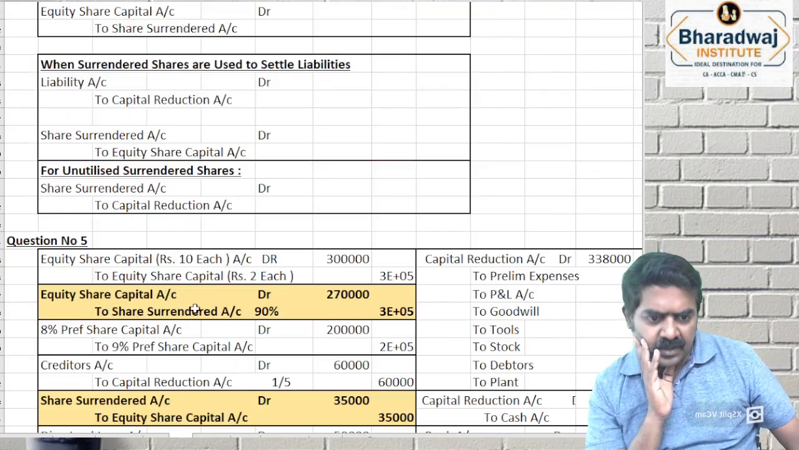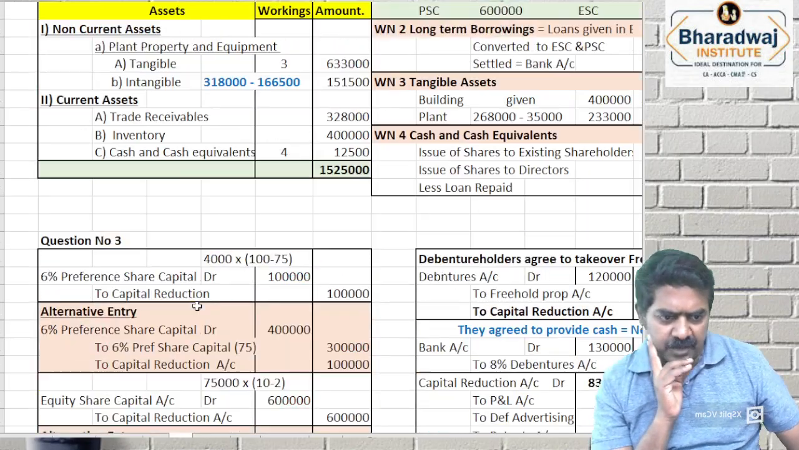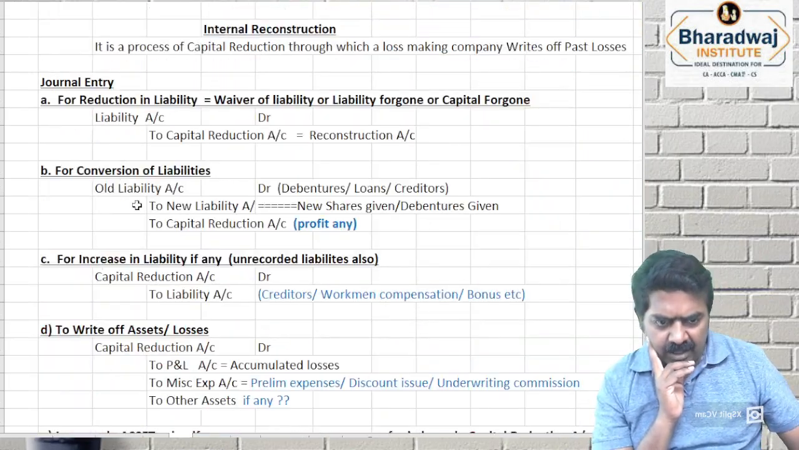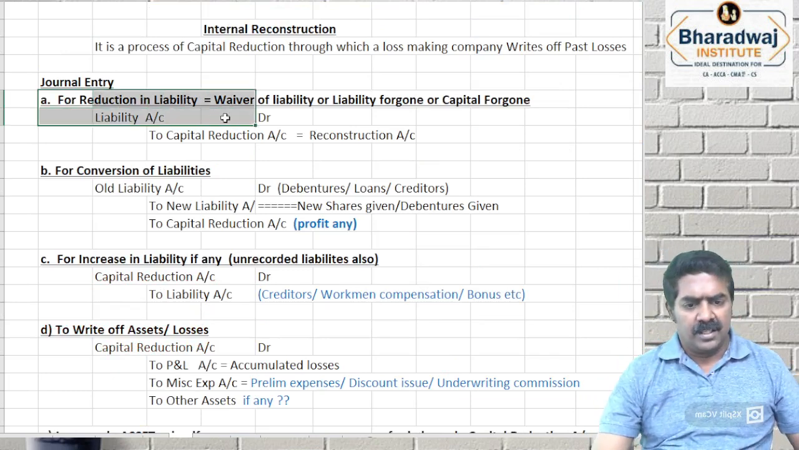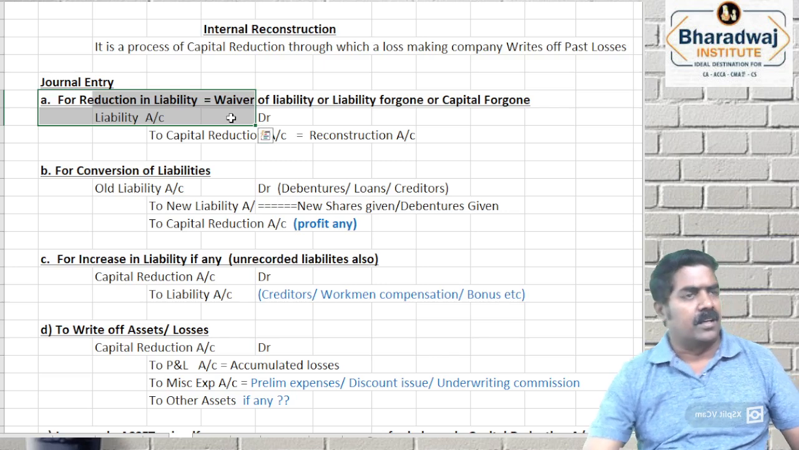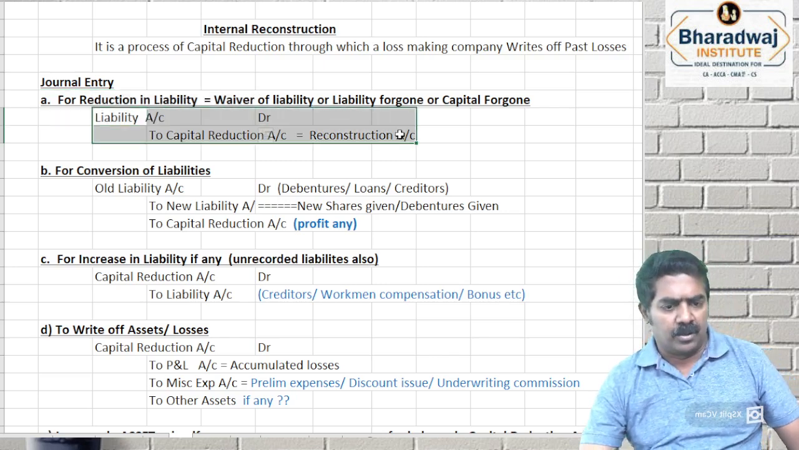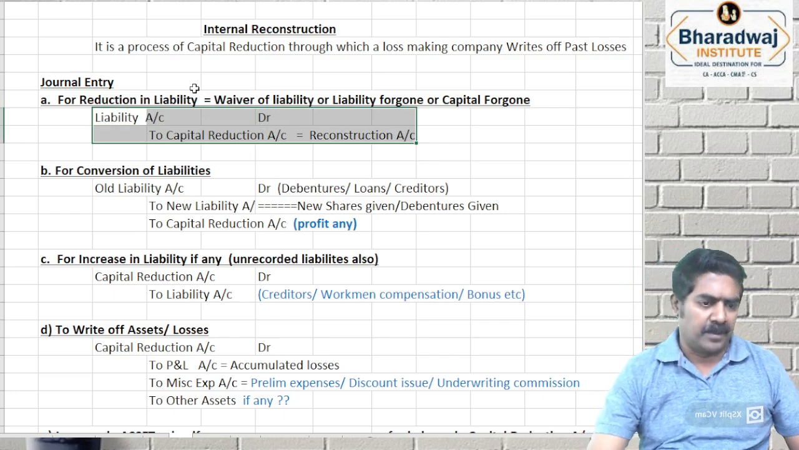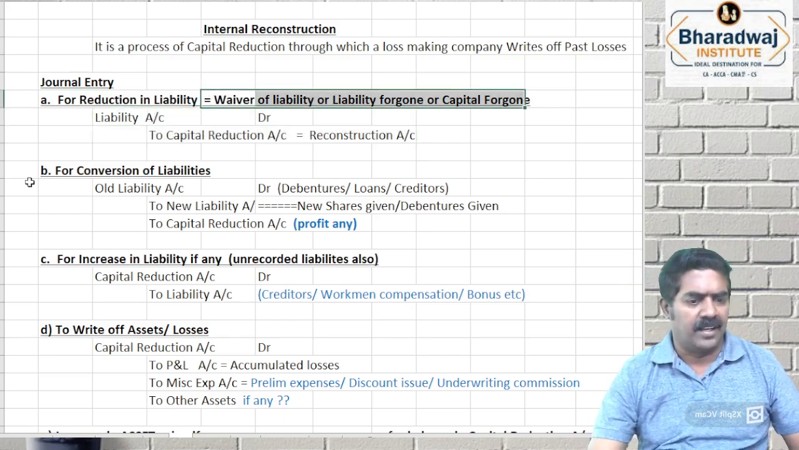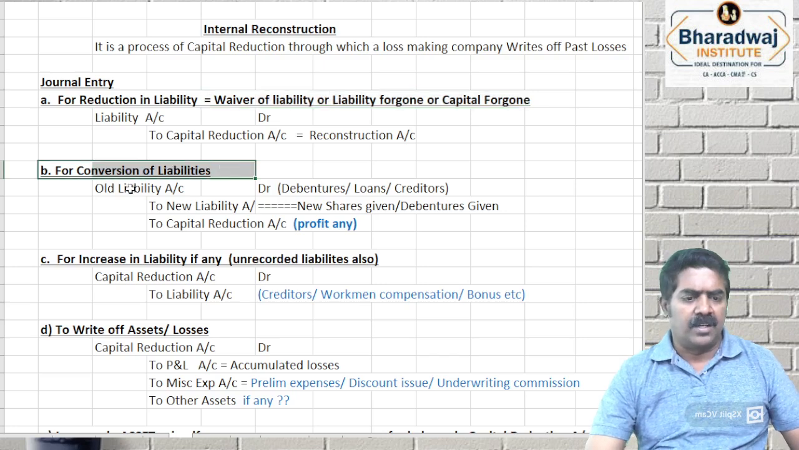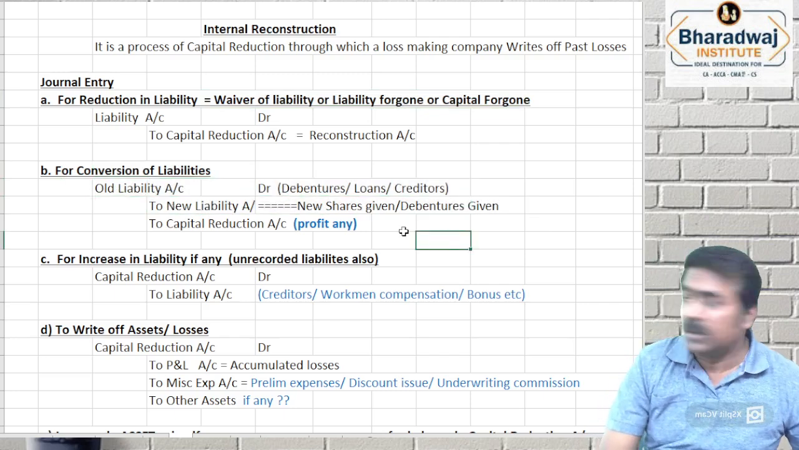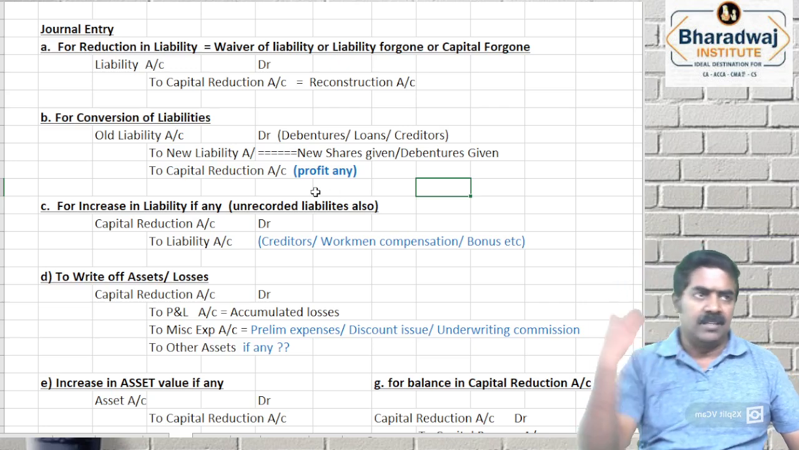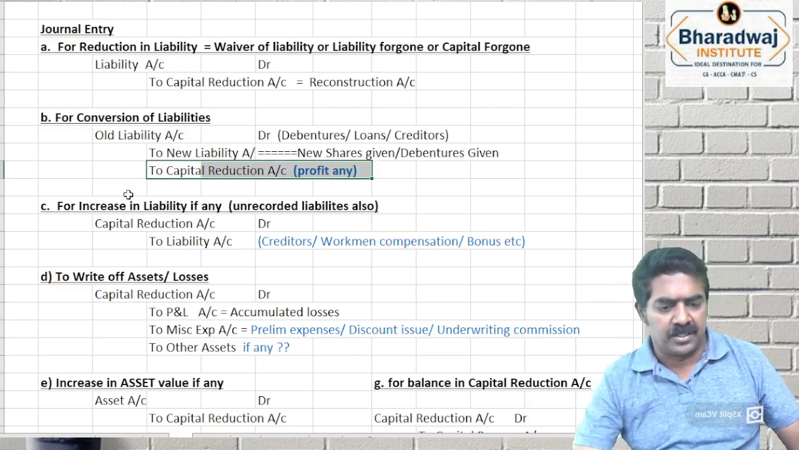Shall we? Just to recollect the journal entries for a minute. Internal reconstruction is a process where you just alter your assets and liabilities. If there is a reduction in liability, it's a gain or loss? Gain. Which account? Capital reduction account. It can be a waiver of any liability. If you convert liability like debentures to equity shares, cancel the old liability, issue the new one, the balance will go to which account? Capital reduction account. If there is a loss also, we'll adjust in capital reduction.